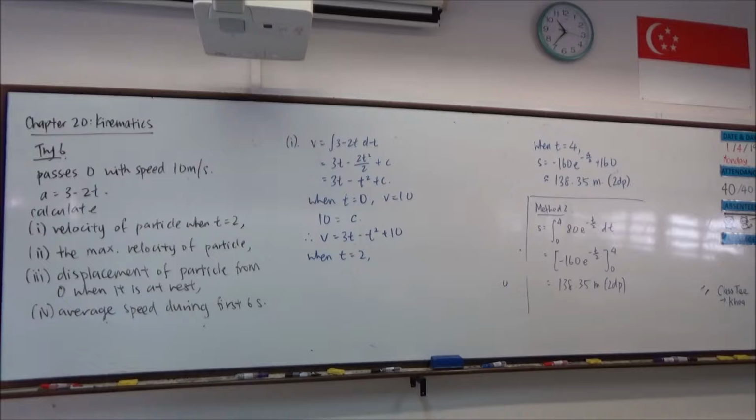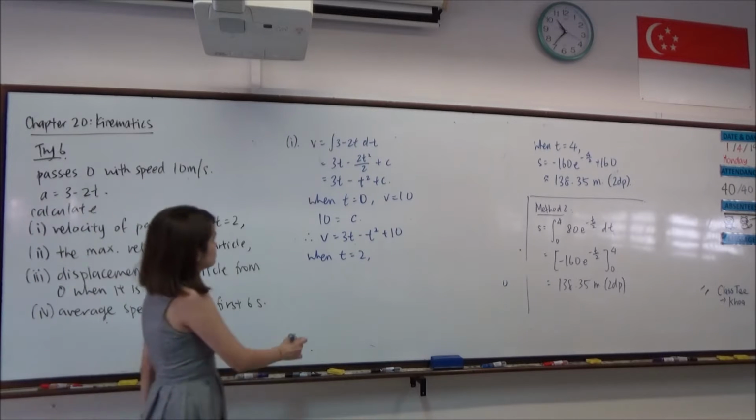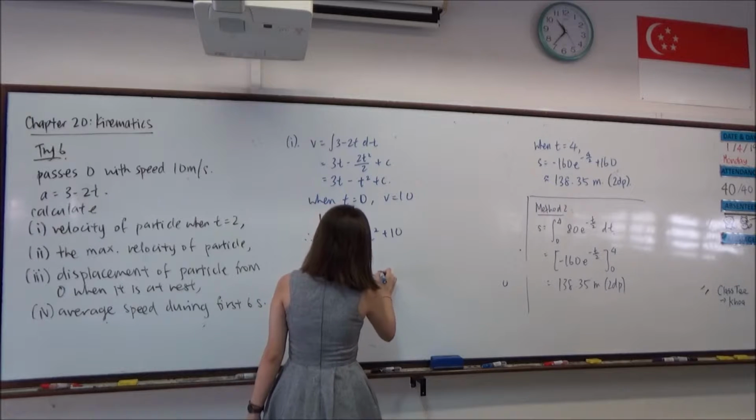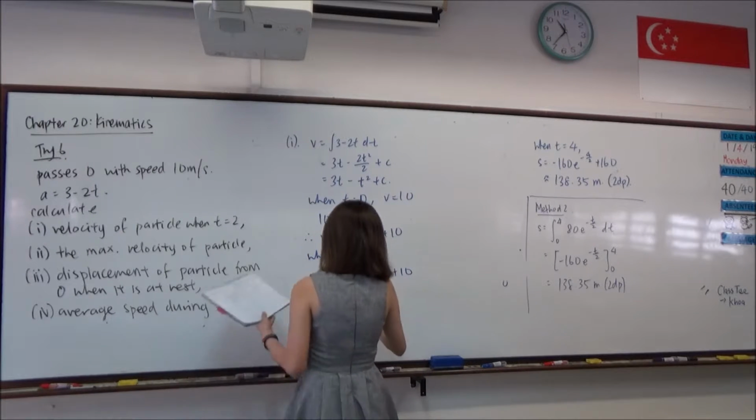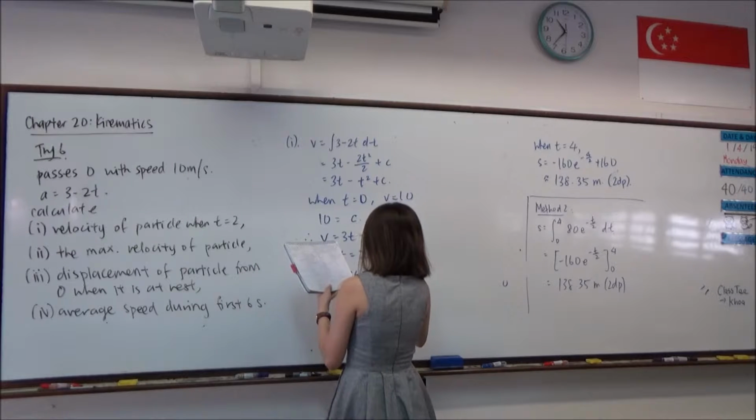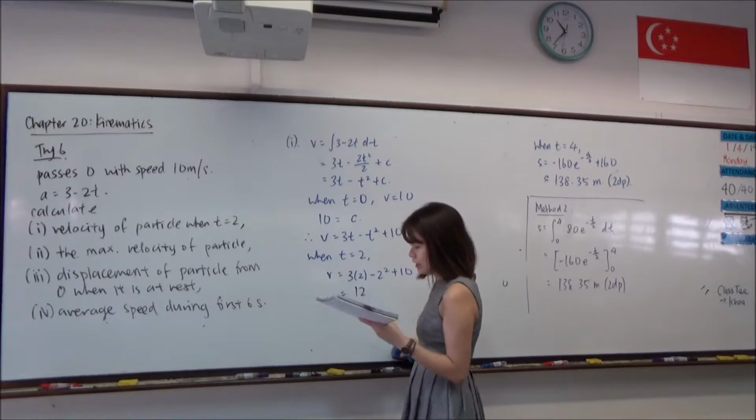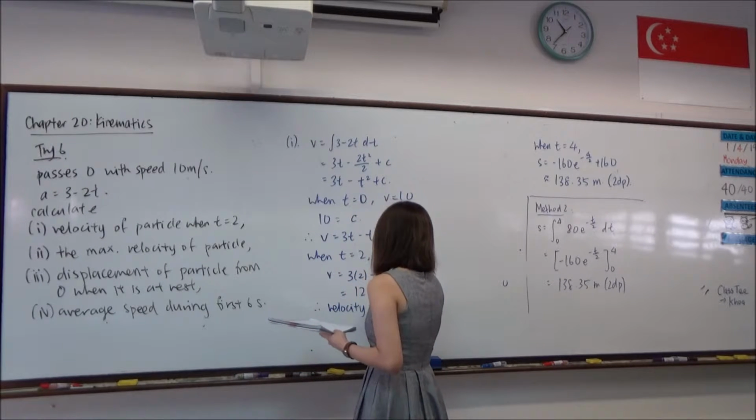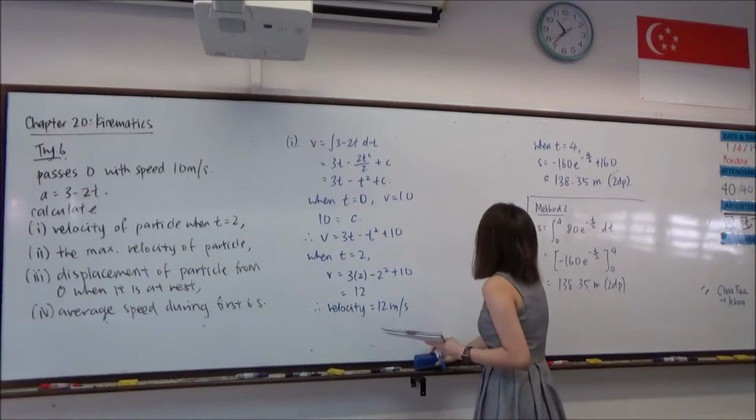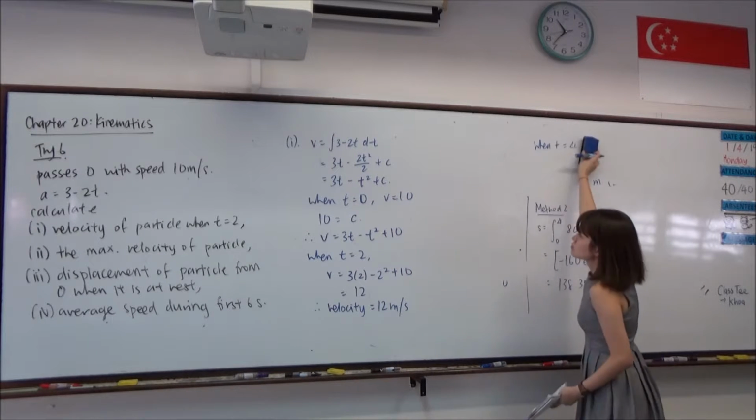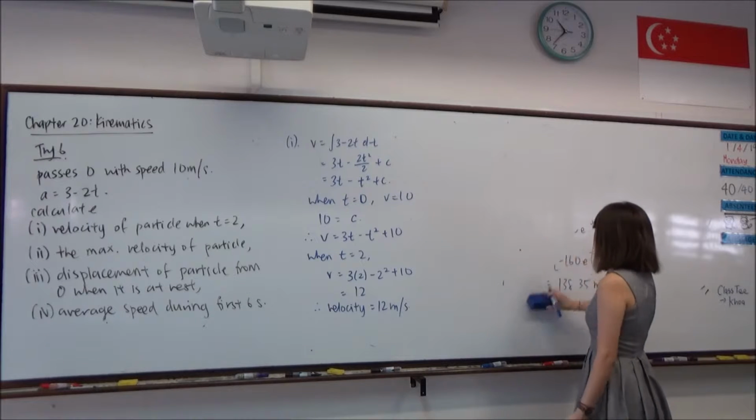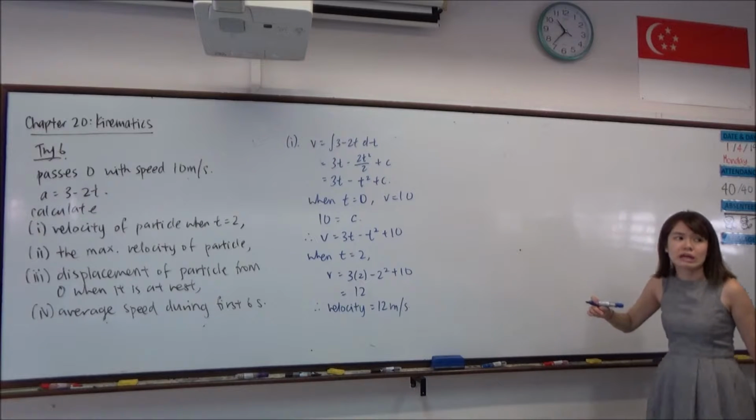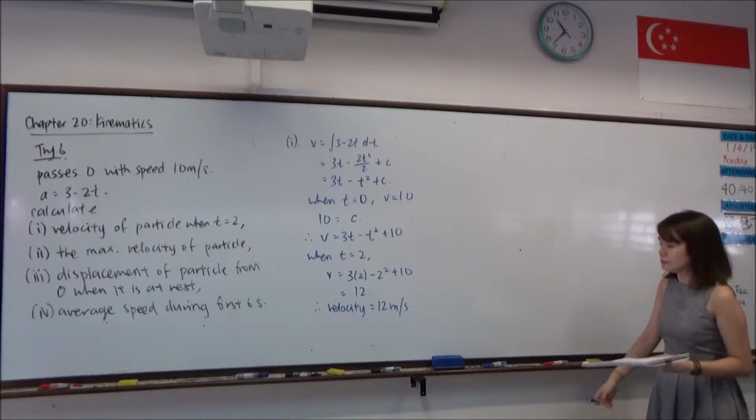Since you're trying to find the velocity when t equals 2, you'll find that the velocity is equal to 12. Likewise, I suppose you can also use your definite integral, right? Not an issue at all.